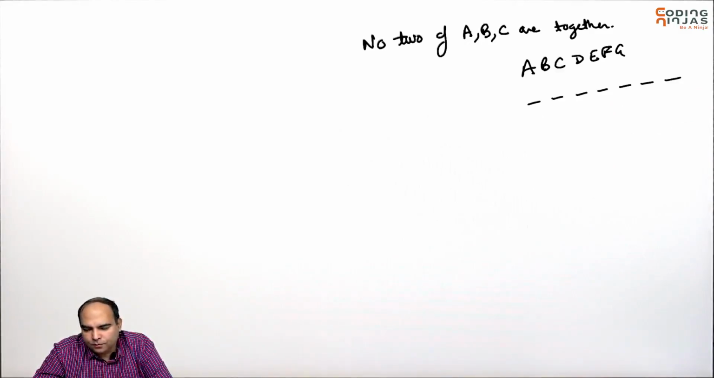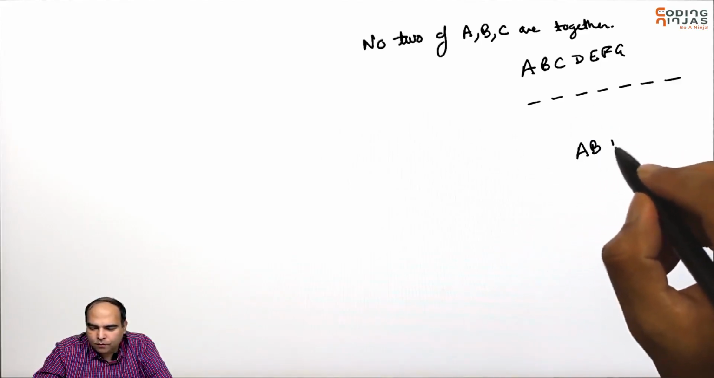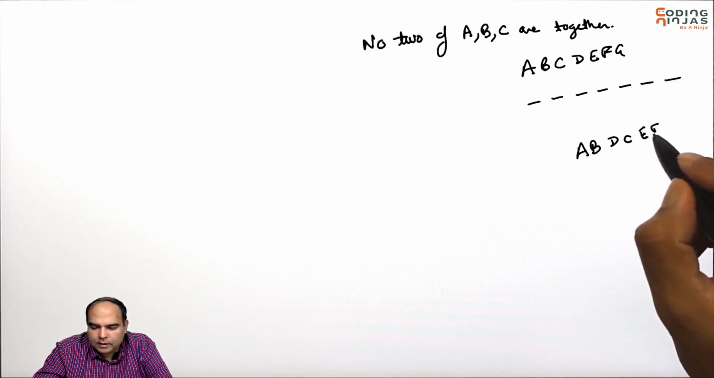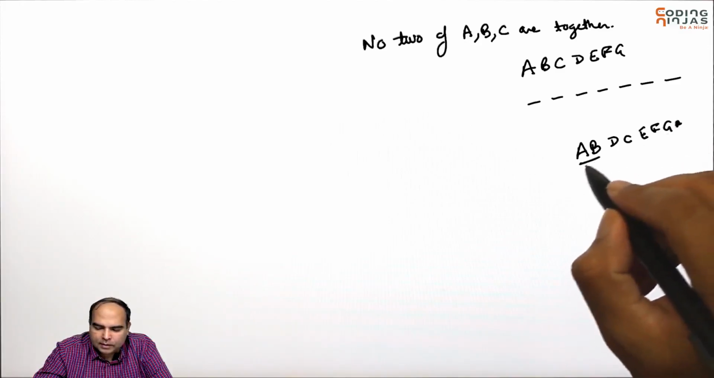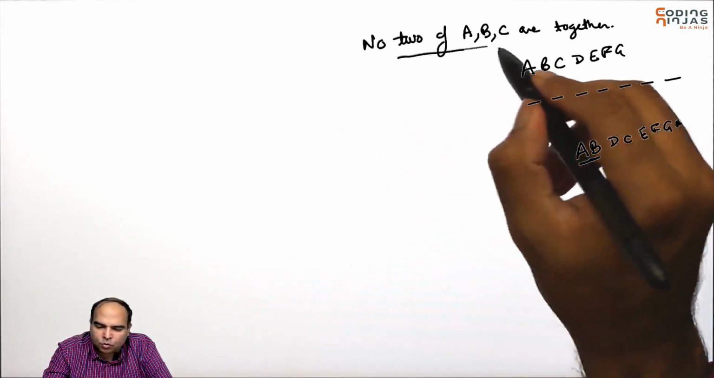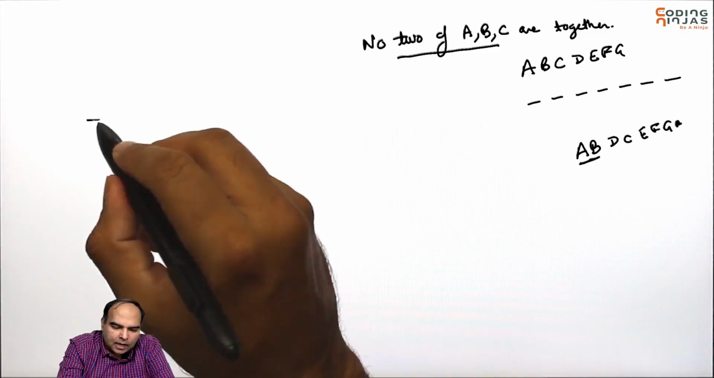So in this scenario, you can't do this with all arrangements minus arrangements of ABC together, because in this scenario, an arrangement of this nature is also not to be counted, because in this case AB are together and the question says no 2 of ABC are together. So in this scenario, the approach can be in this form.